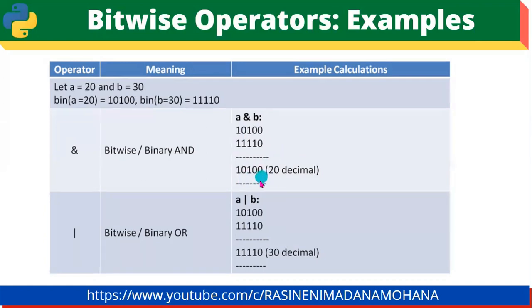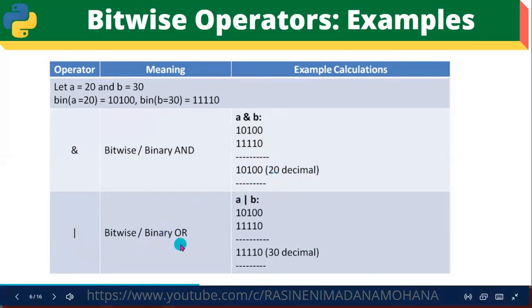The index values start from right to left, starting with 0: 0, 1, 2, 3, 4. 4 bits are there. Now wherever ones are there, you take 2 power that index. 2 power 2 is 4, then 2 power 4 is 16. 16 plus 4 is 20. So this is the equivalent decimal value, 20. So in Python, whenever you run this program with the values 20 and 30, you will directly get the value 20. You won't get the binary value. Again, if you want to see the binary value, use the binary function for this result.